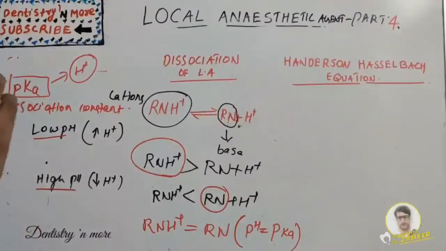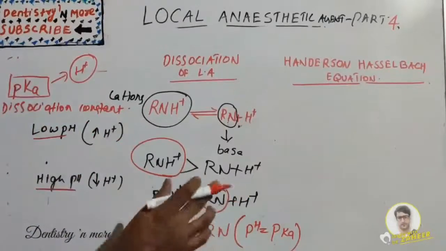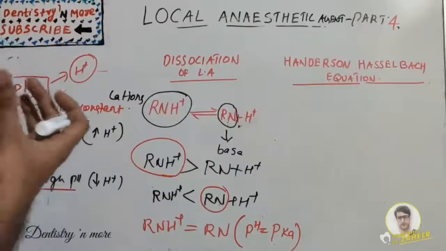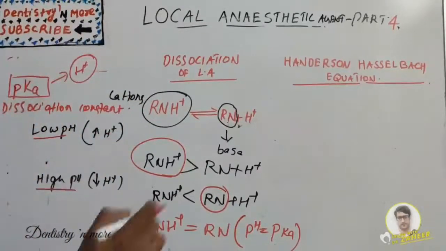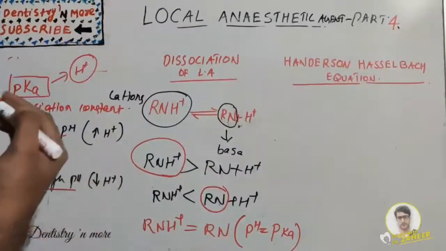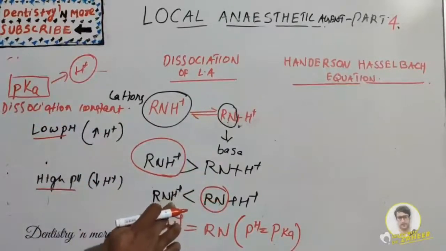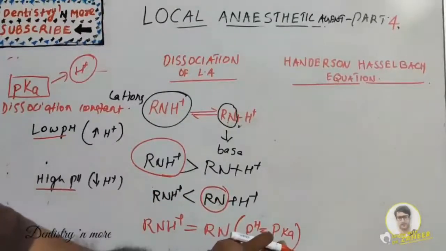The percentage of drug existing in either form can be determined by an equation known as the Henderson-Hasselbalch equation. This equation determines how much of a local anesthetic will be in a non-ionized versus ionized form, based on the tissue pH and the pKa of the local anesthetic.